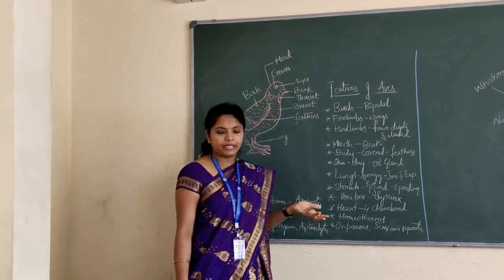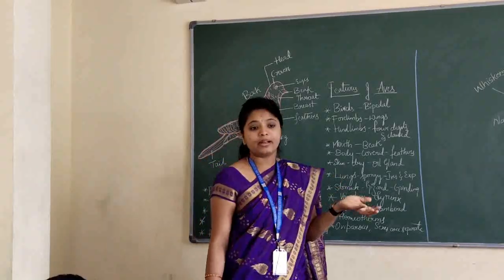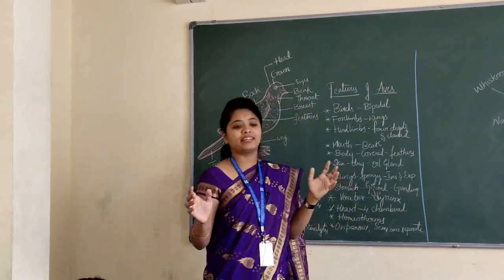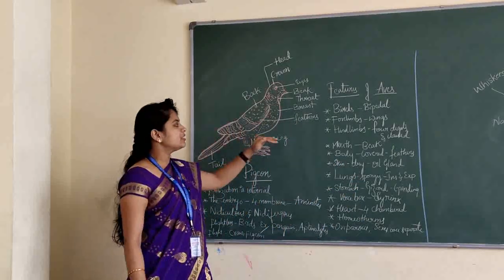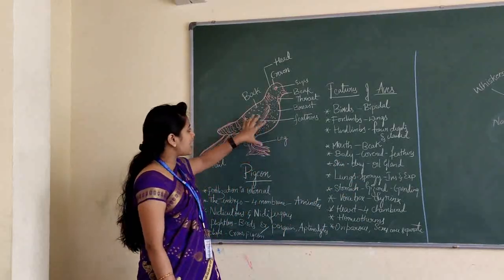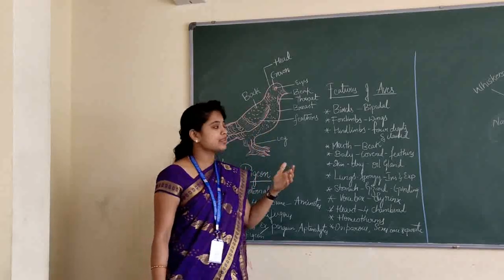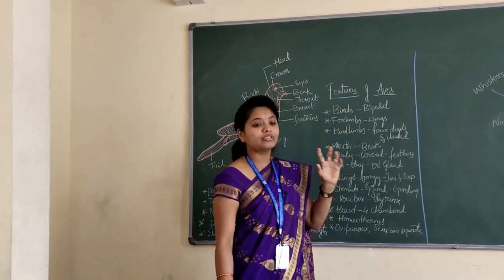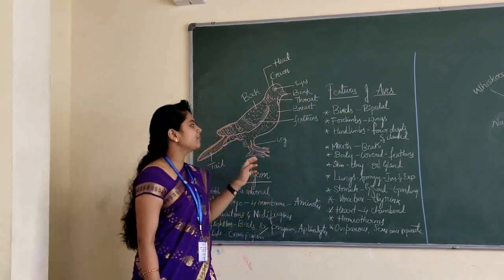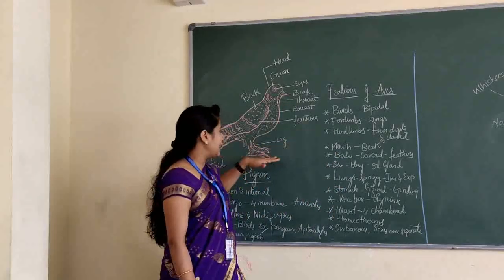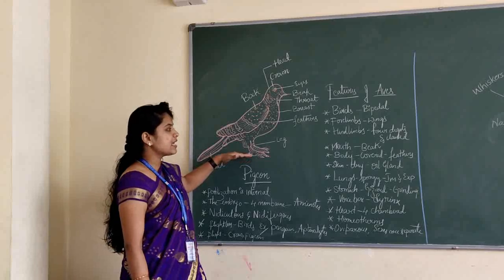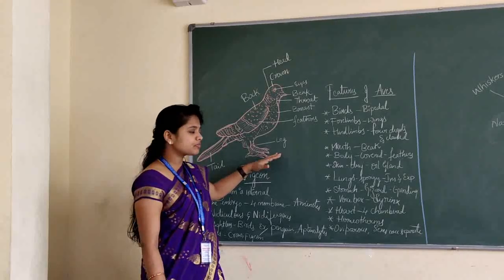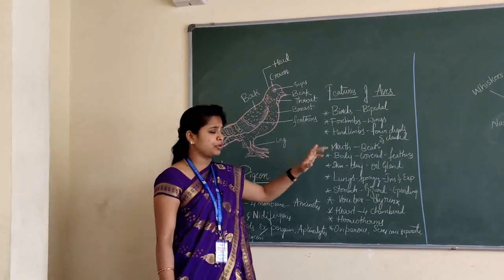What do you mean by bipedal? Bipedal means they have both wings and limbs. The first thing is the forelimbs are modified into wings. The wings are mainly used for flight because the body is lightweight. Next, the hind limbs end with 4 digits along with claws. It mainly helps them to walk.